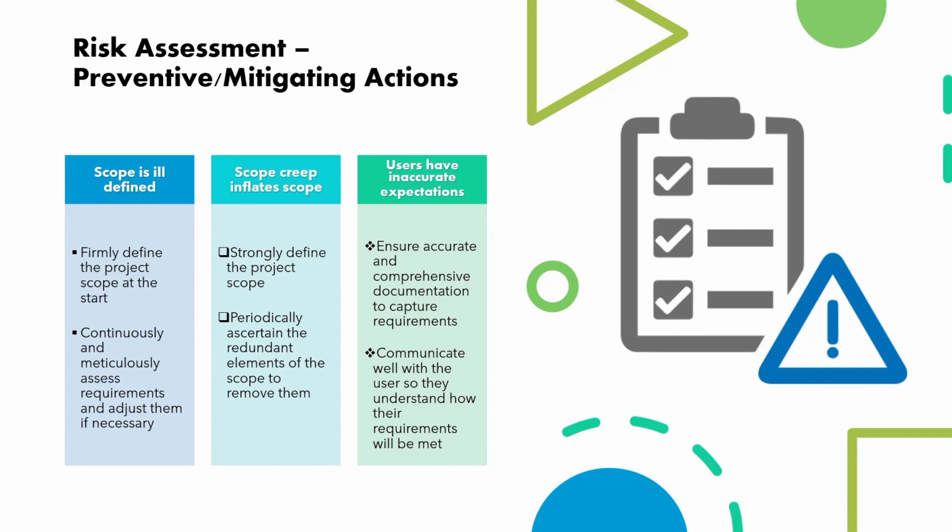Now I will discuss the preventative/mitigating actions that we can take against the previously identified risks. For an ill-defined scope, we must firmly define the project scope at the start and continuously assess the requirements and adjust them if necessary to ensure the scope is correctly defined. For scope creep, we must once again strongly define the project scope at the start and periodically remove the redundant elements of the scope. And finally, for users having inaccurate expectations, we must ensure that we communicate well with the user so they understand how their requirements will be met.